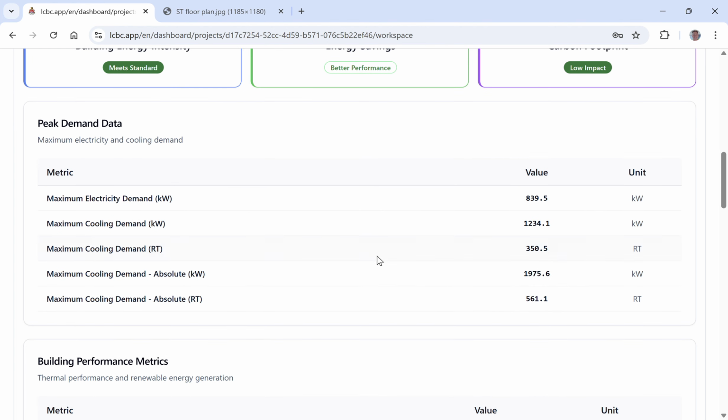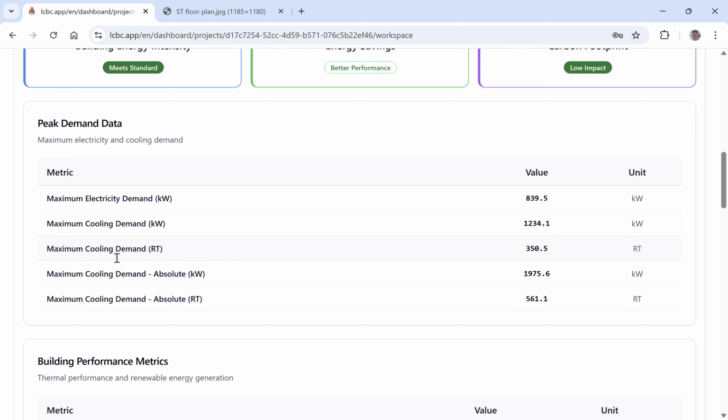If we scroll down, and this is the same for all those 4 panes we just saw, it will give some key data. For example, some of the peak demands, both for electricity and for cooling, are shown. And this is useful for the engineers to be able to size up the electric systems, what is the maximum draw of electricity expected. So in this case, it's about 839 kilowatt.